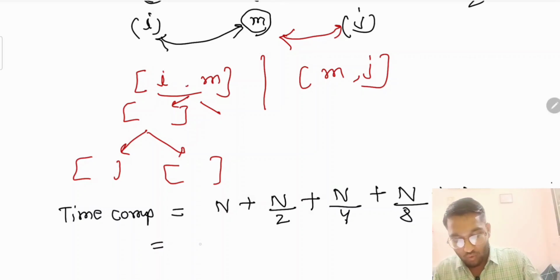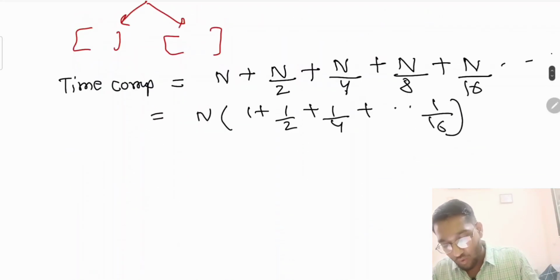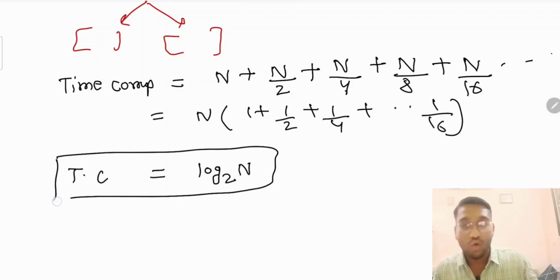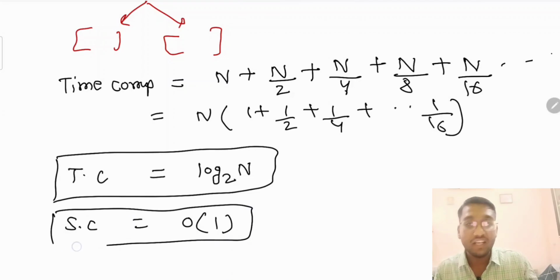So that is called n into 1 plus 1 by 2 plus 1 by 4 and so on up to 1 by 16. So here this is called log of n to the base 2. This is called the time complexity. The time complexity of binary search is log of n base 2, and the space complexity is what? Order of 1, because we don't require anything in order to store. So that's why the space complexity will become order of 1. So yes, this is about your binary search.